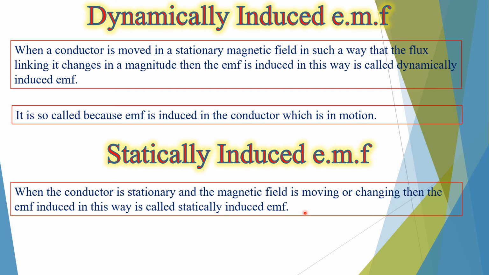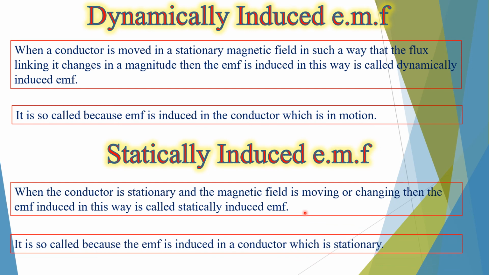So the induced EMF in the conductor in this case is known as statically induced EMF, because the conductor is static, is stationary. It is so called because the EMF is induced in a conductor which is stationary. So in this case, conductor is stationary and magnetic field is moving. And EMF induced is known as statically induced EMF.